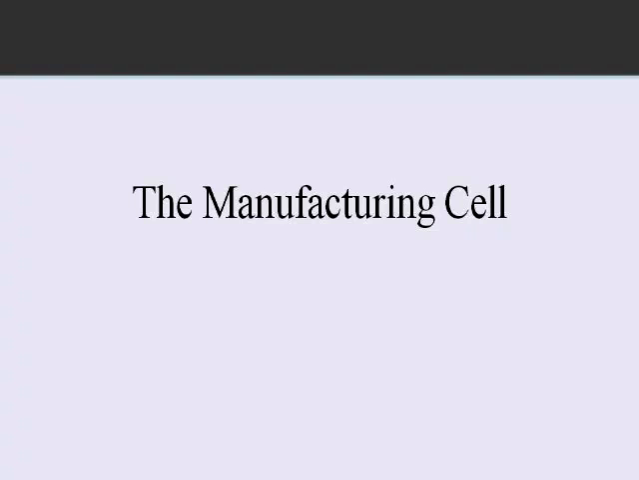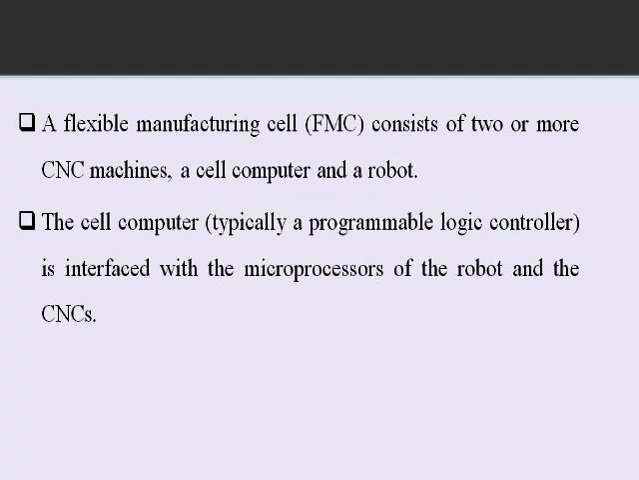A flexible manufacturing cell consists of two or more CNC machines, a cell computer, and a robot. A robot is the primary material handling device, which takes work parts and loads them onto the machines, and takes finished work parts from the machines and loads them onto the bins. And the cell computer, today you can say any other PC, like Pentium PCs, typically with programmable logic controllers interfacing with the microprocessors of robots and CNC machines, will all be controlled by the so-called cell computer.